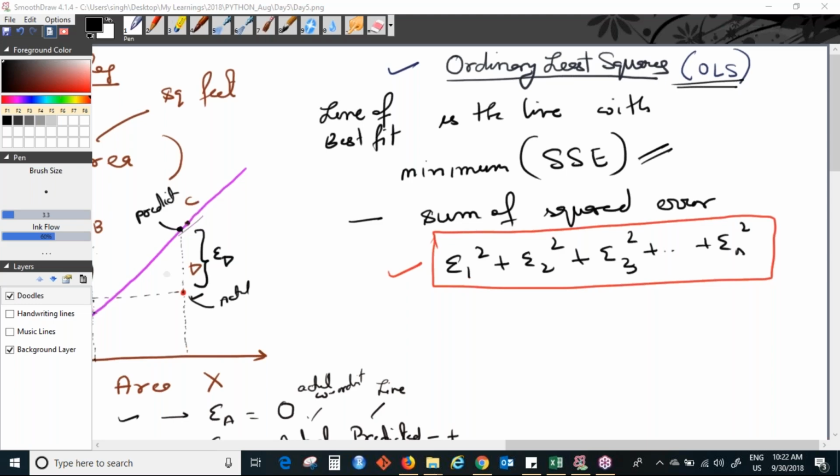Okay, so any line which gives the minimum value of sum of squared error is the line that we should take. Okay, there is no other criteria to find the best line. It is always the sum of squared error. This is what the algorithm tells us.